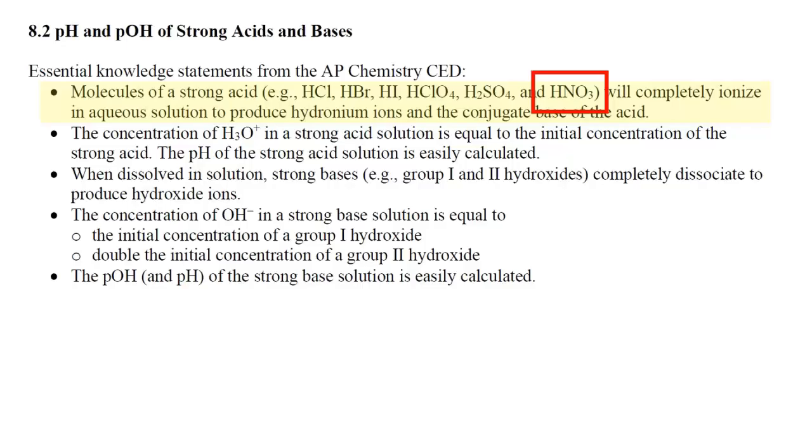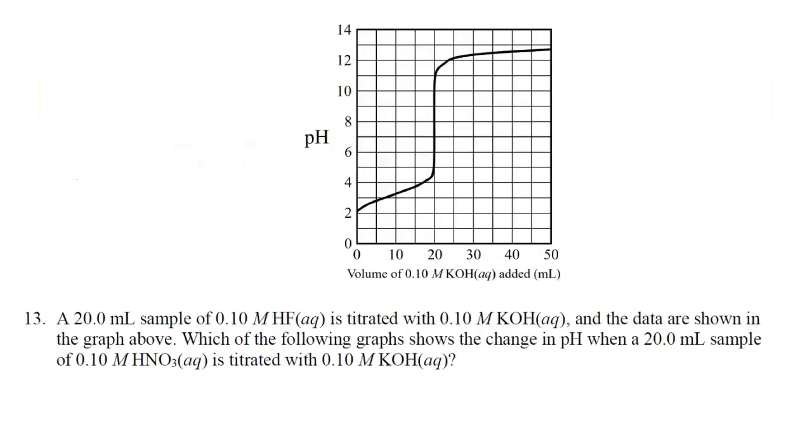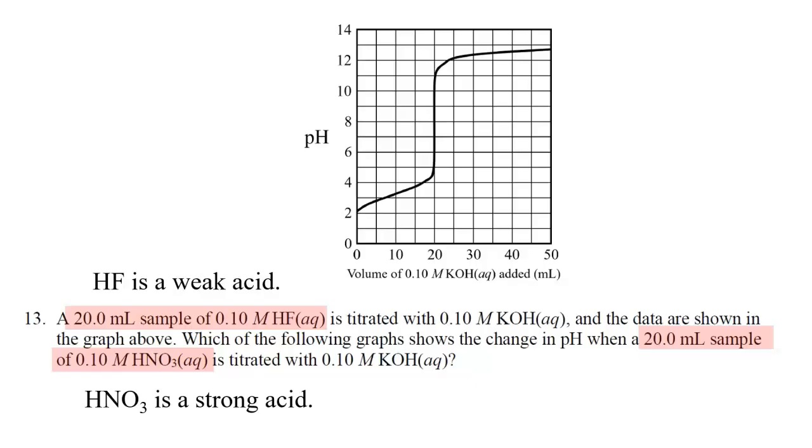Again, I mentioned that nitric acid is a strong acid that is on your list of 6 strong acids, but hydrofluoric acid is not on that list. So hydrofluoric acid is a weak acid. We have 20 milliliters of a 0.10 molar solution, and nitric acid is a strong acid, but we also have 20 milliliters of a 0.10 molar solution. So same volume, same concentration, but one acid is weak and the other acid is strong. So I'm going to focus on the initial pH.